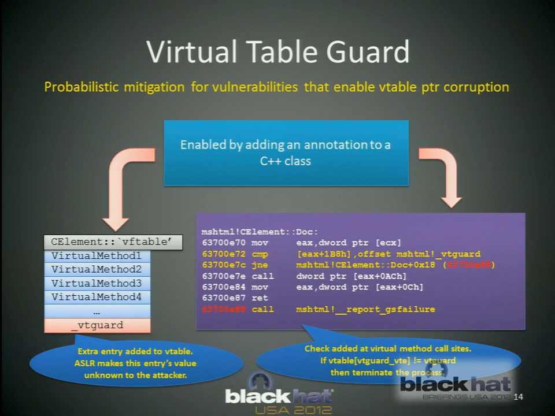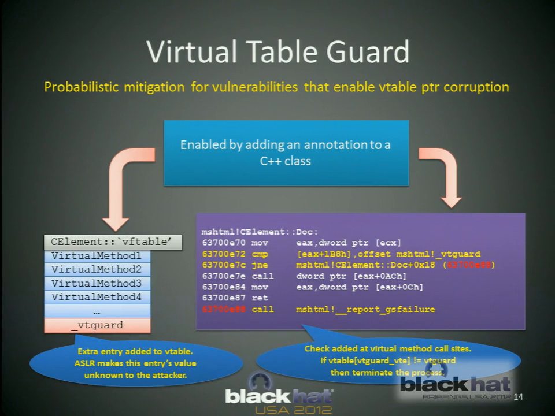Now when the compiler goes to emit a call site for a class that has a virtual method and it's a VT guard aware class, the compiler will add some extra instrumentation before the call instruction. It basically checks to make sure: does the VT guard cookie exist in this virtual function table that's about to be called through, and does it have the correct value? And if not, some code will be added to safely terminate the program.